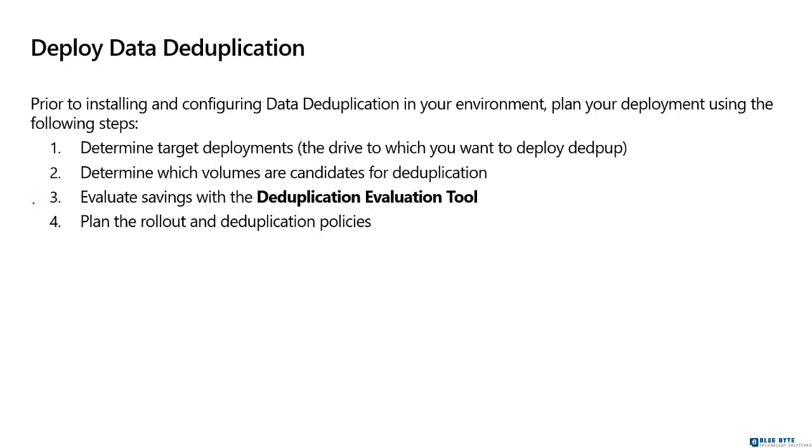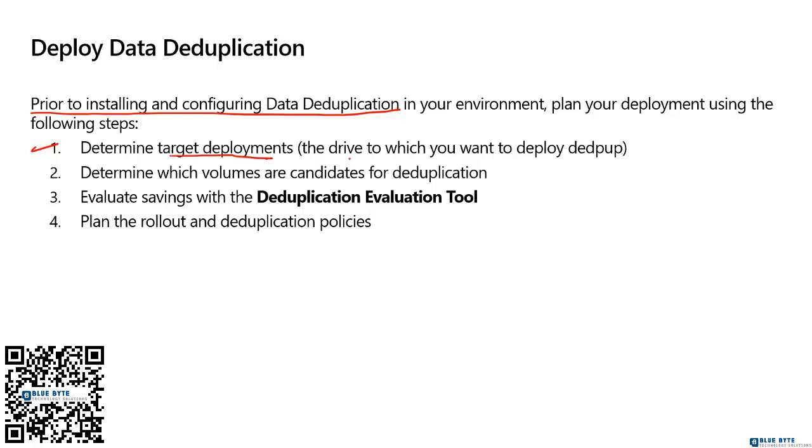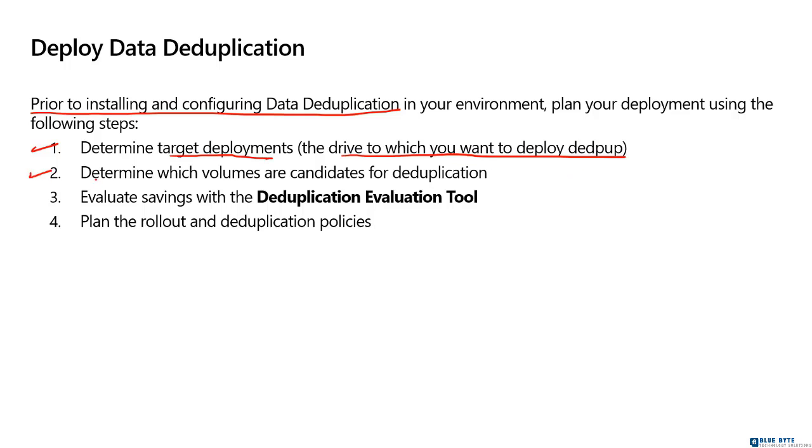The first thing we have to do is some planning. So prior to installing and configuring data dedupe, a few things we need to do. One, determine the target deployments. Now that's going to be the drive that you actually want to deploy data dedupe to. Determine which volumes on the drive you believe would be a candidate for deduplication. Those are just going to be volumes where you believe you have a lot of duplicate data.